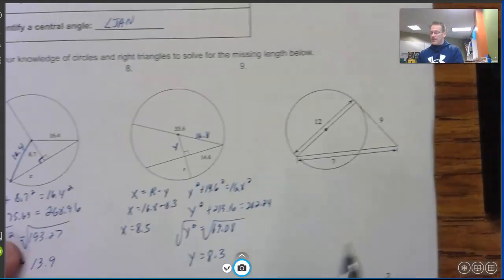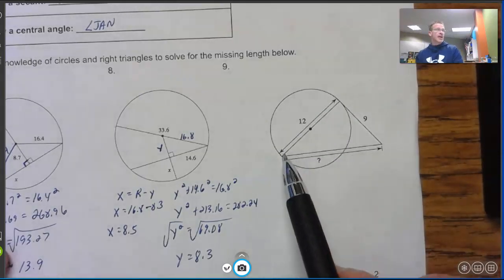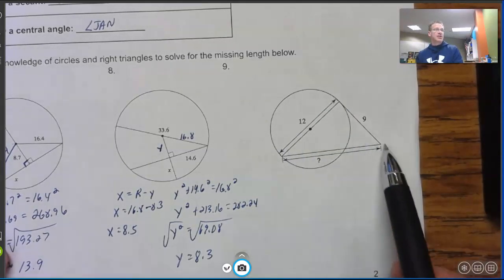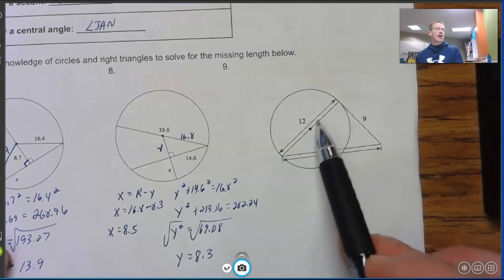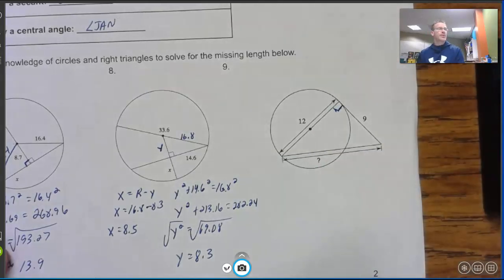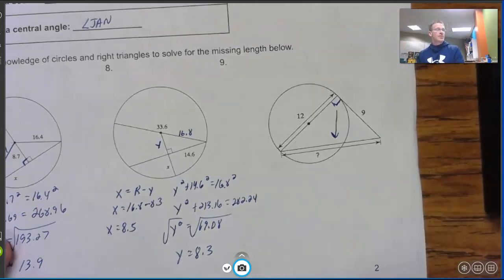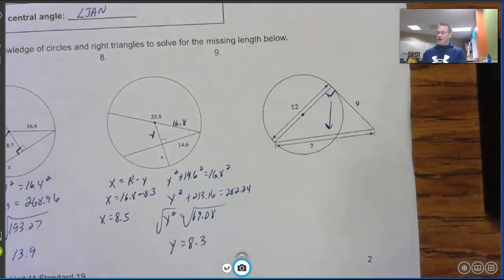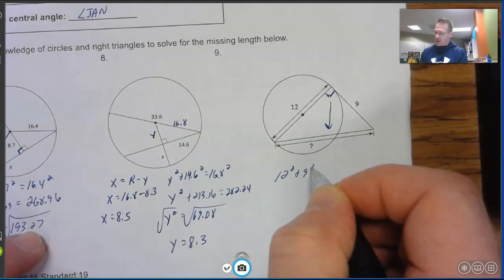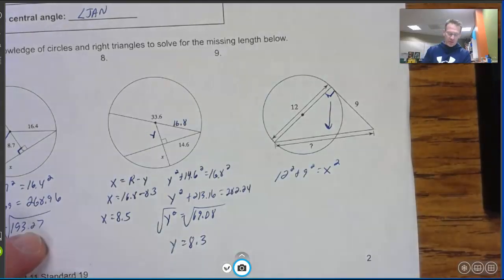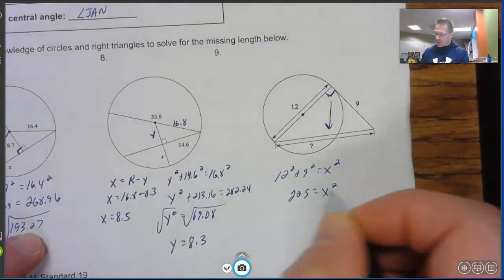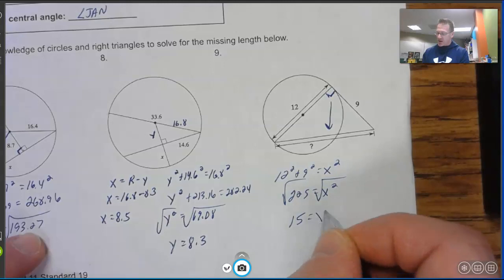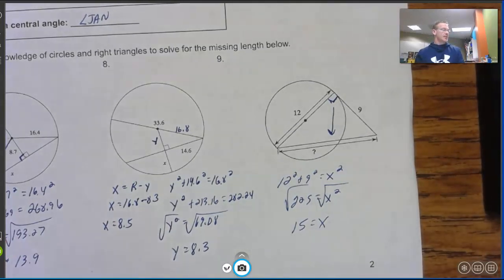Now notice on number 9, we have a diameter, and we have this tangent out here, which is 9. This tangent intersects my radius or diameter here, and that tells me that I get a right angle. That recognition lets us do the Pythagorean theorem. There's my c, so knowing that piece is really what gets us to the problem. So it's just 12 squared plus 9 squared equals x squared. 12 squared plus 9 squared is 225, which equals x squared, and taking the square root of both sides tells me that length has to be 15.